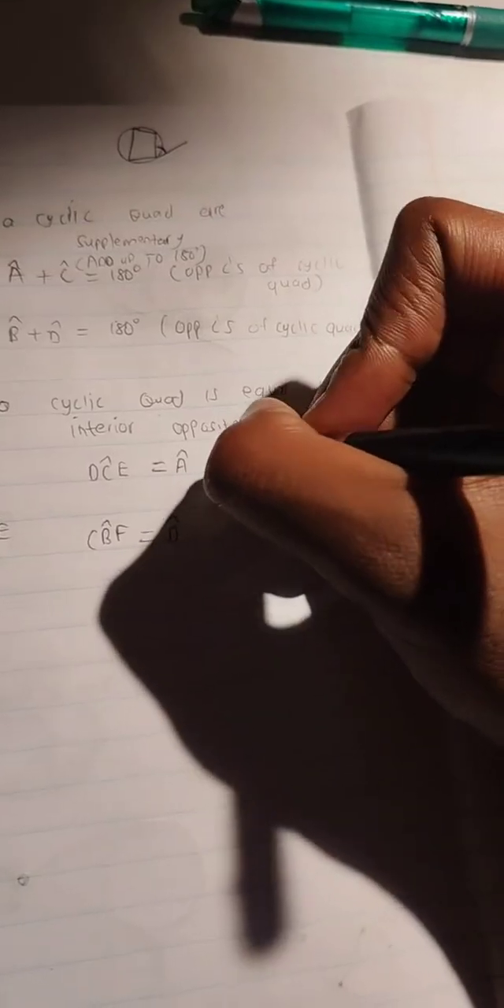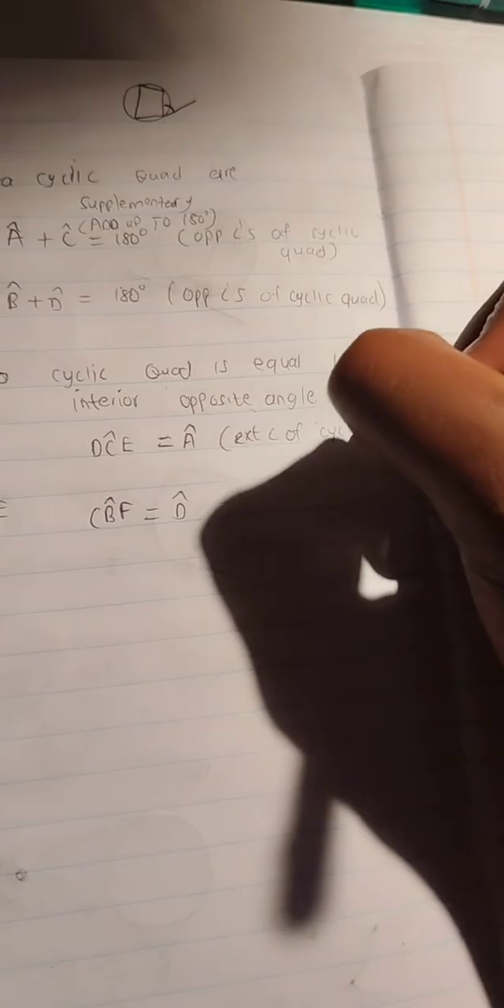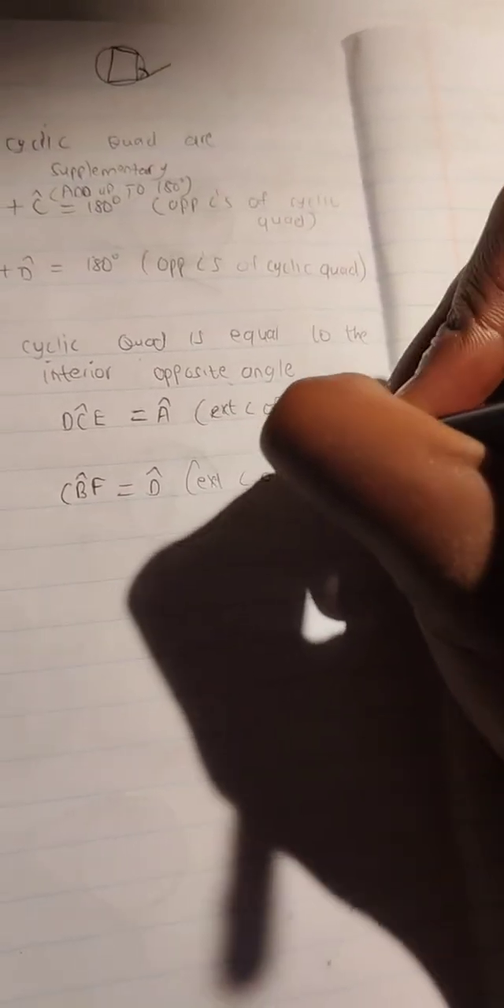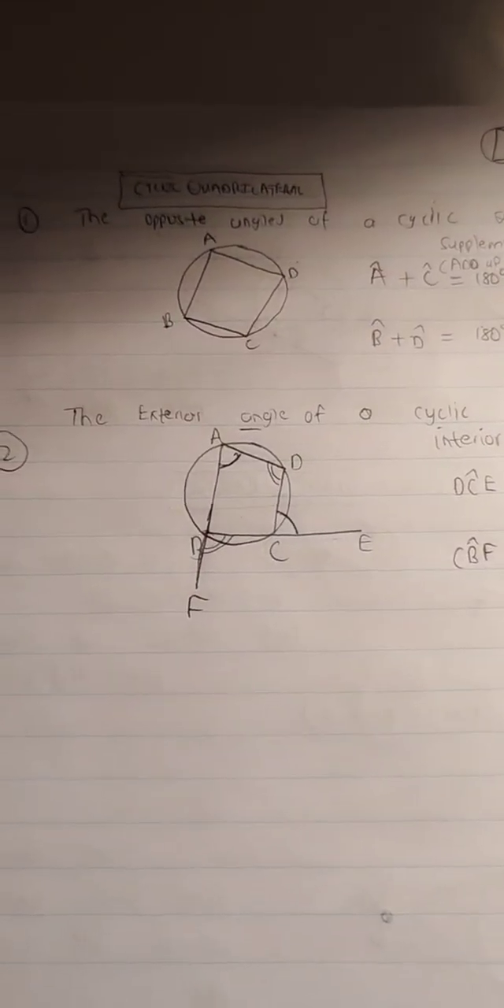And remember, guys, our reason is exterior angle of cyclic quad. Exterior angle of cyclic quad. That is the acceptable reason you write down whenever you're using that.